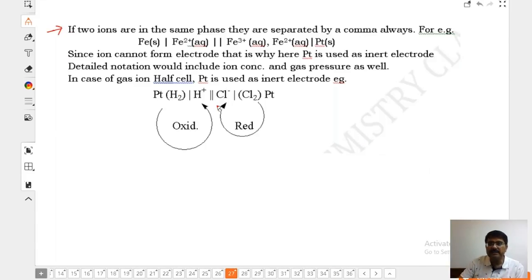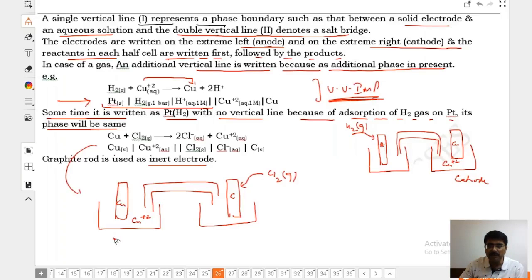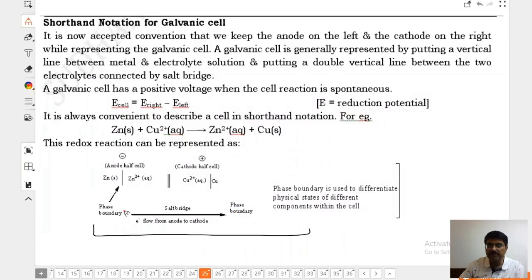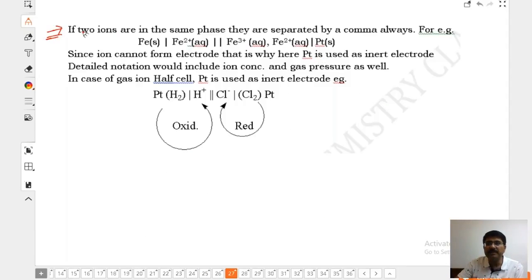Now, the left hand side is anode and the right hand side is cathode. Moreover, this information will be required for your competition. If two ions are present in the same phase, they are separated by a comma. You will be hitting this type of question also. It is iron solid, Fe plus 2 aqueous and Fe plus 3 aqueous. This is an interesting cell.